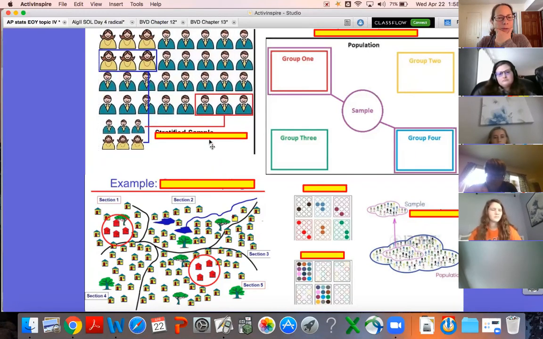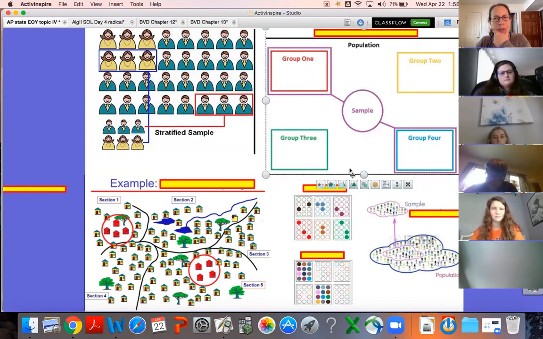Let me unveil it. Stratified. They're calling it stratified. So they took a piece from this group and a piece from this group, so some from each. Does that make sense? How about this one? Let's look at... So you had 4 groups of people and you took all of group 1 and all of group 4.